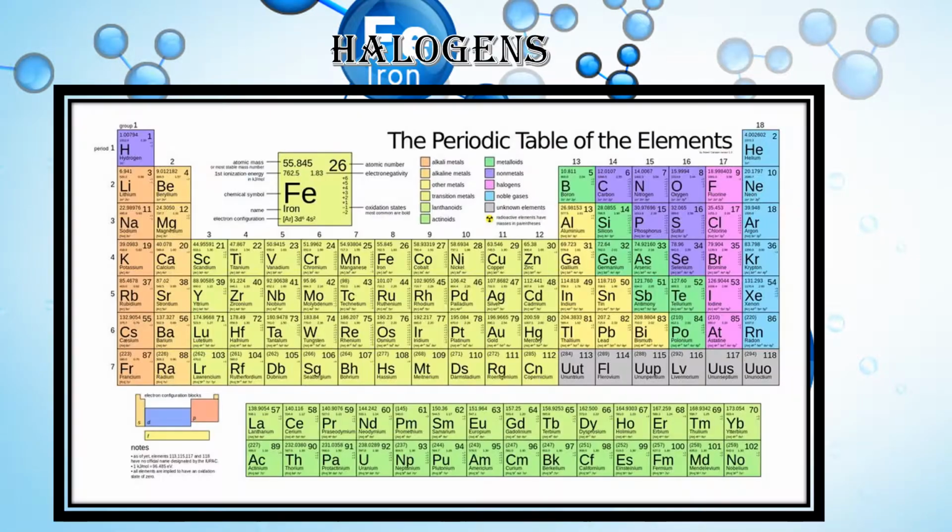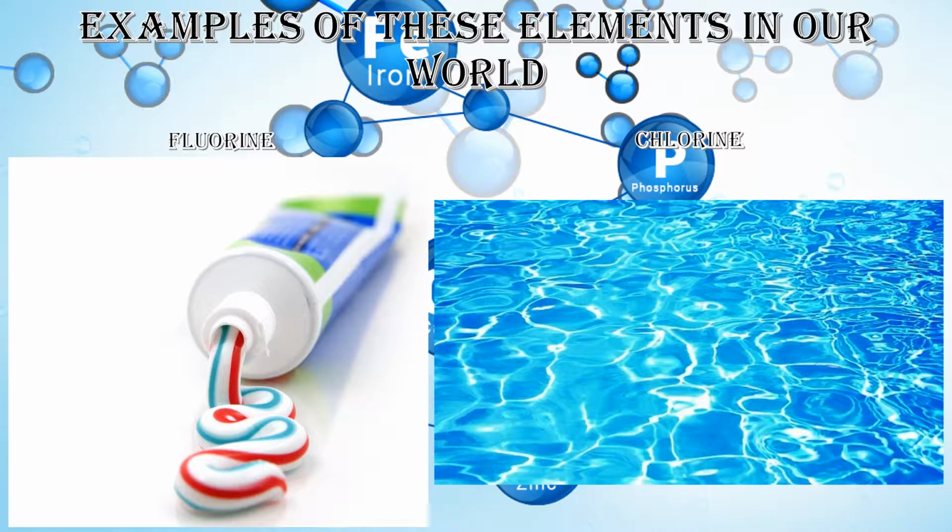The halogens. This group is wedged between the noble gases and the nonmetals. Halogens are right here, this magenta group. The halogens have 7 valence electrons that are highly reactive with the alkali metals and the alkaline earth metals. Some examples of these are fluorine, which is in the toothpaste that you use every morning and night when brushing your teeth, and chlorine, which is used to clean pools that you swim in during the summer.